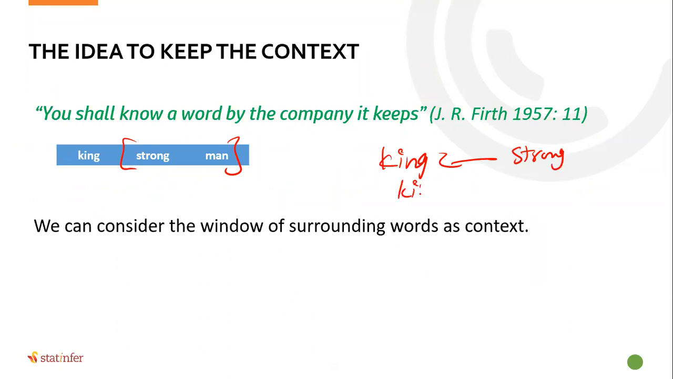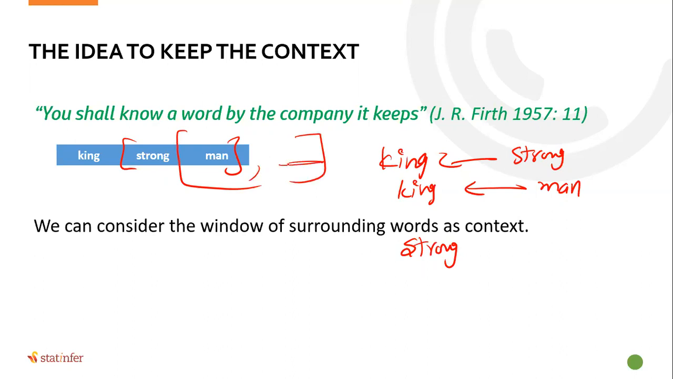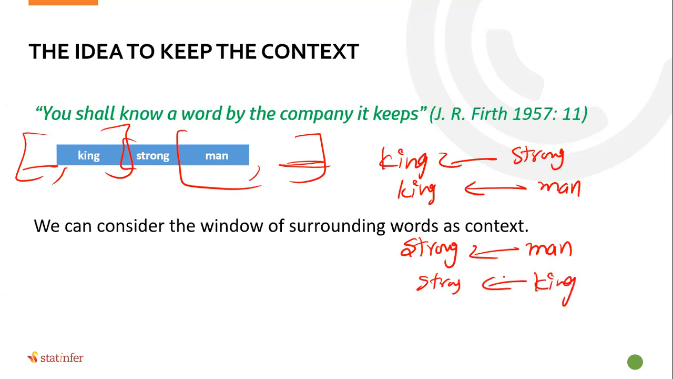King is another word, the same word, which is also in the context of man. If I take context window as 2. Now if I say strong, if I take 2 words here, I don't know the word here, but at least I can say strong is in the context of man. Strong is also in the context of king.